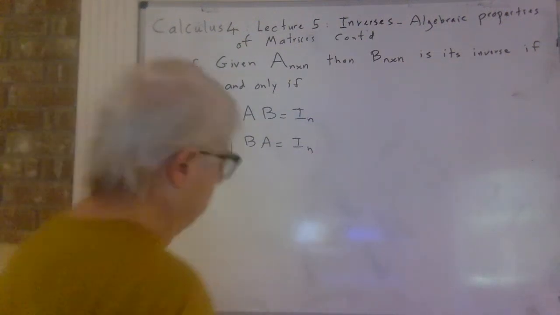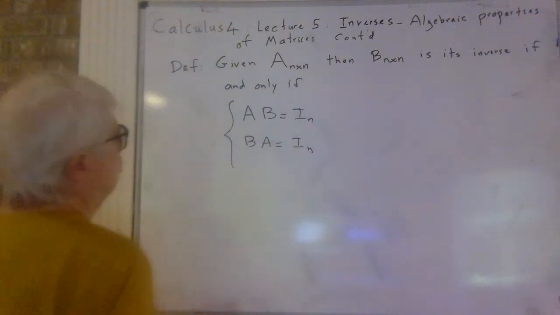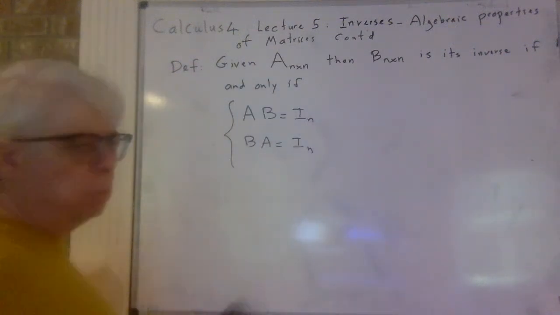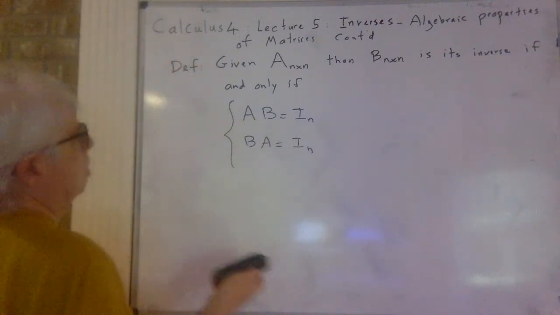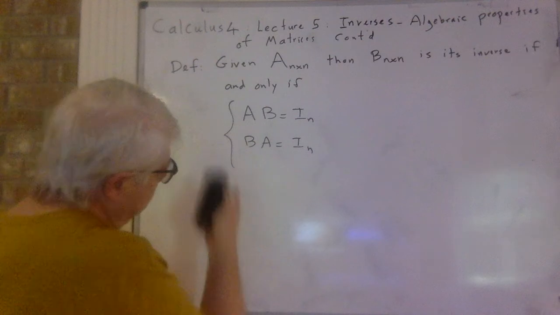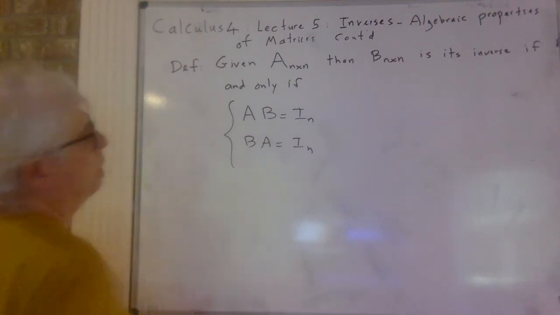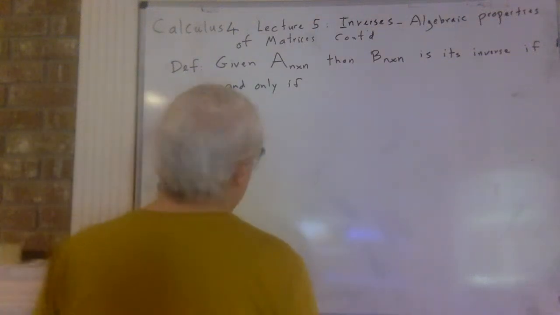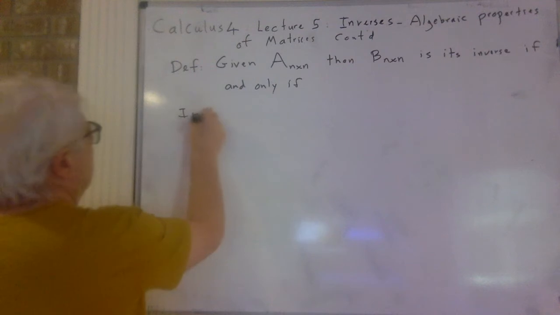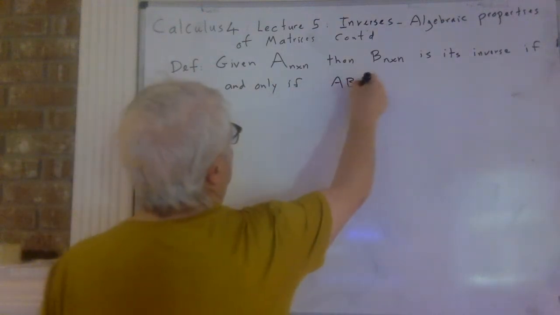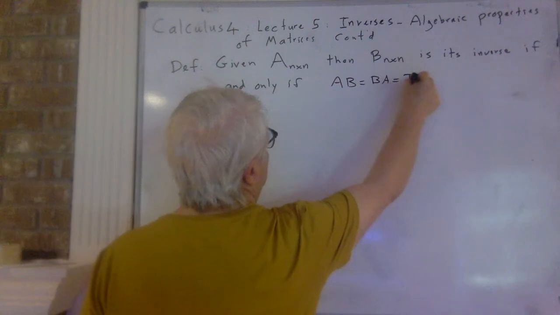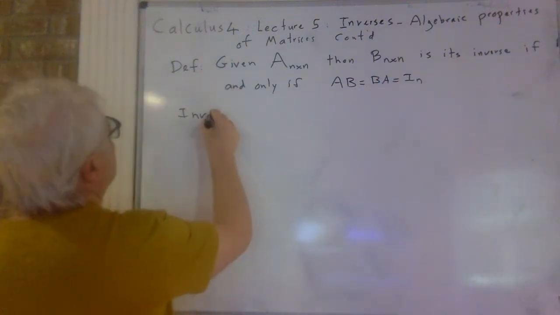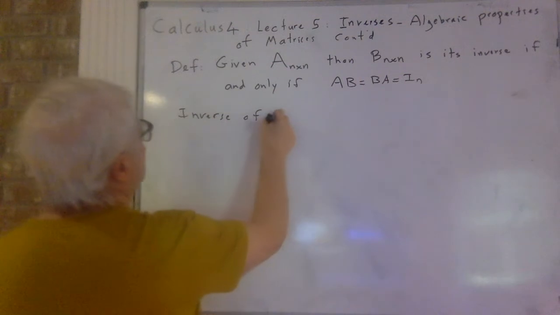Well, let's see if I can find the inverse of a 2 by 2 matrix. Just by inspection, but just saying, okay, if this is the definition of n by n inverse, then simply using this definition, maybe we can find the inverse of a 2 by 2 matrix. So let's say inverse, let me write this here, AB equals BA is IN. So inverse of a 2 by 2 matrix.